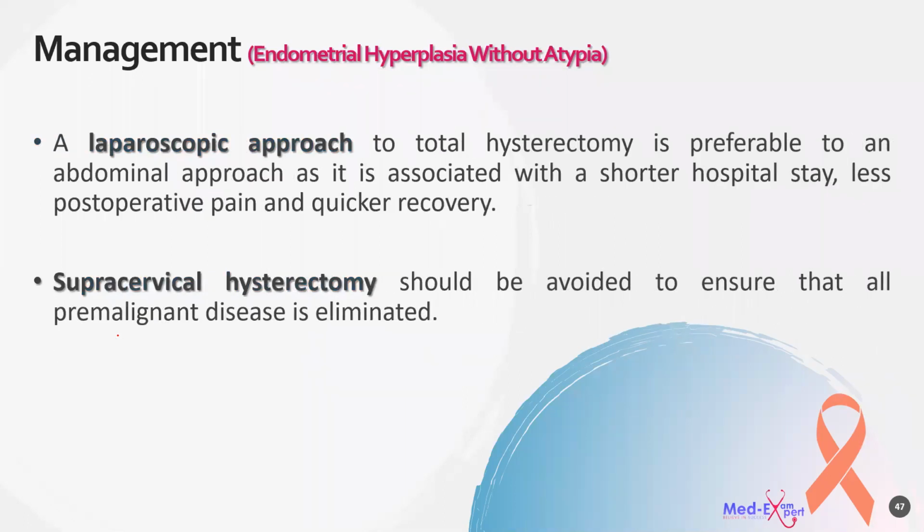The approach is better to be laparoscopic than laparotomy, as it's associated with shorter hospital stay, less post-operative pain and quicker recovery. Also avoid supracervical hysterectomy, or what's called subtotal hysterectomy, leaving the cervix. Now it's not advisable to leave the cervix behind, because this could predispose to stump carcinoma, and we have to eliminate all the pre-malignant tissues. So, of course, you have to remove the uterus with the cervix. Supracervical hysterectomy is not now recommended for any cause, even benign cases.